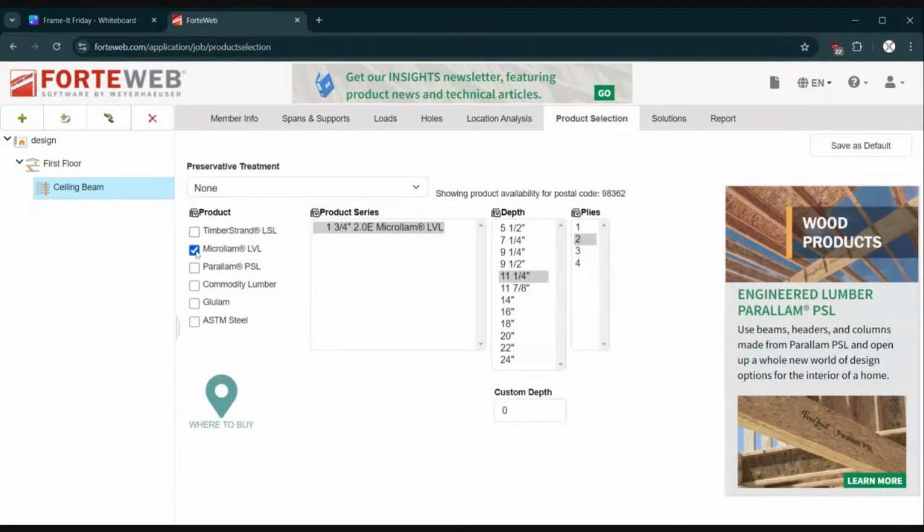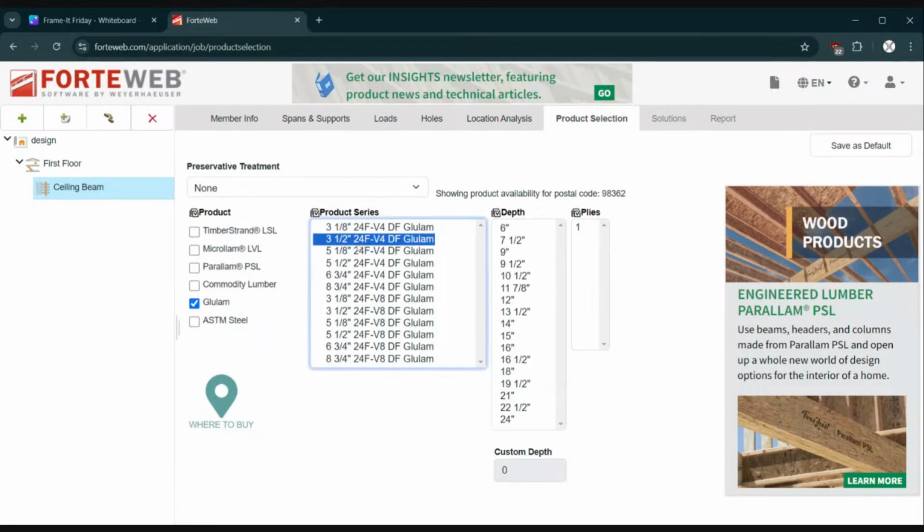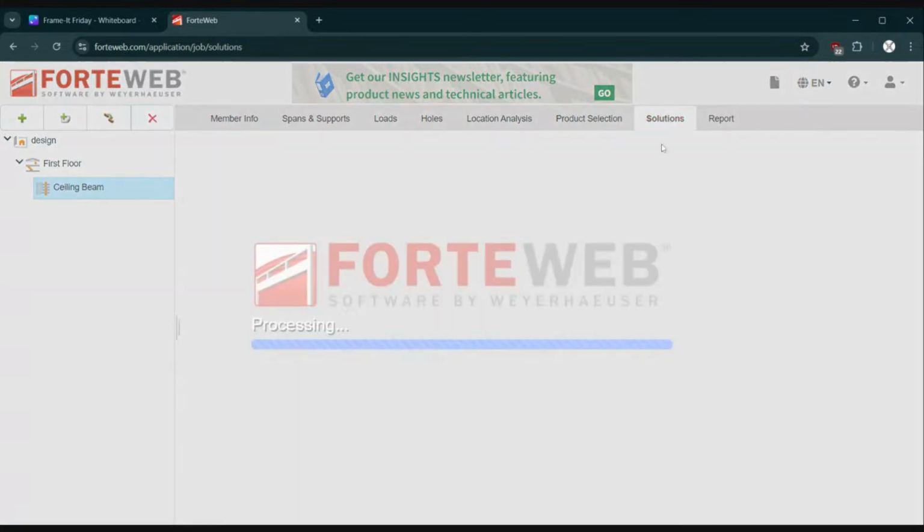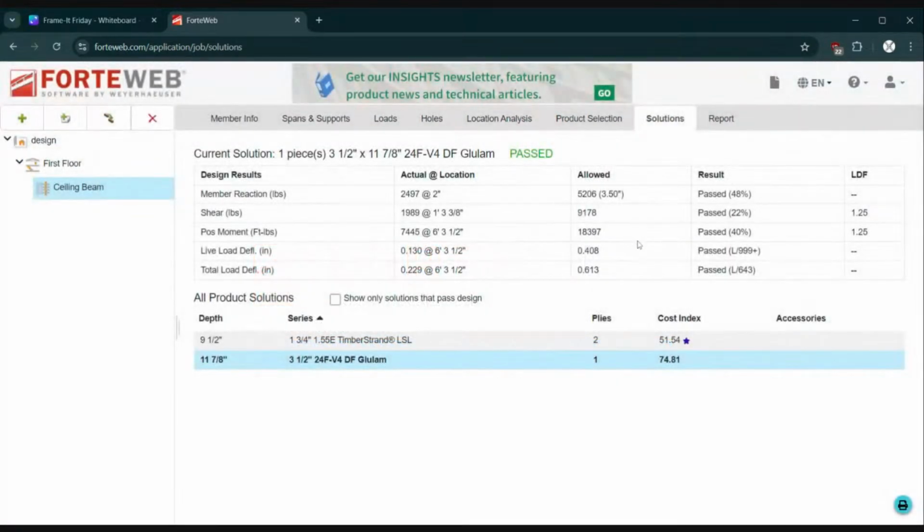If you wanted the glue lam because you couldn't get LVL, you would select glue lam. I'd pick a 3.5. I'd say just 11 7/8. Let's try that. And look at that, even stronger. Look at that, 40%. And this is basically the same dimensions. So you can use different materials to do the same things. Okay, so this is 0.229. We're good here. Now, what are the other pieces?